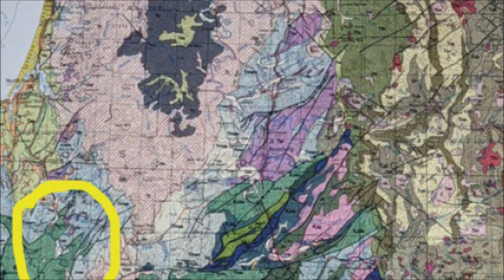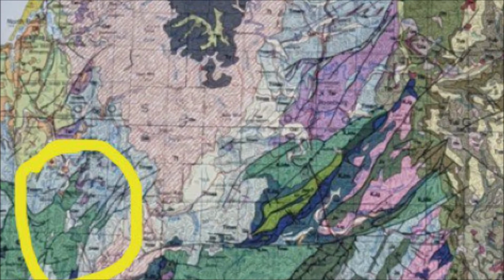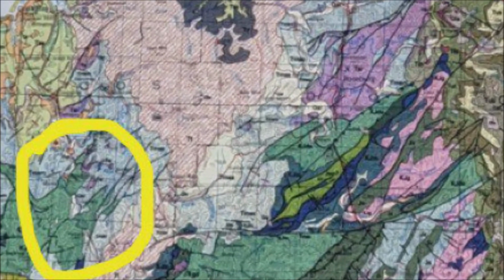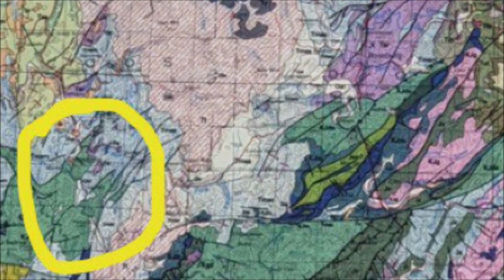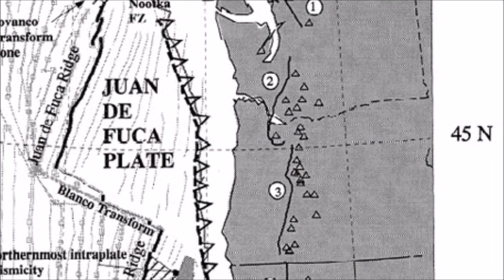different types of terrains. Because these terrains were either too big or too thick to easily slide beneath the edge of the North American continent, they remained in the subduction zone and welded themselves to the edge of a growing plate called the Juan de Fuca Plate.